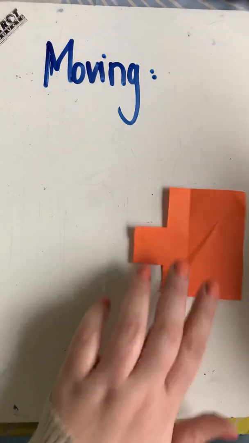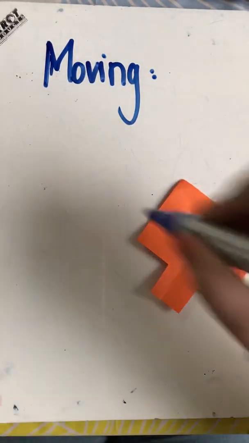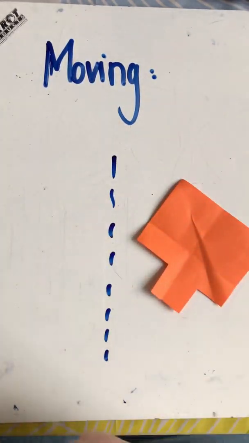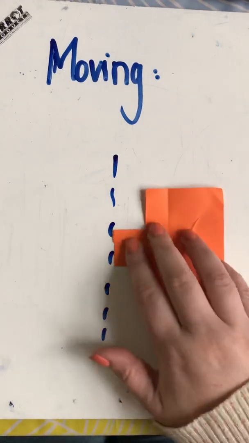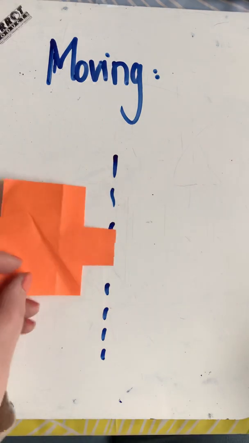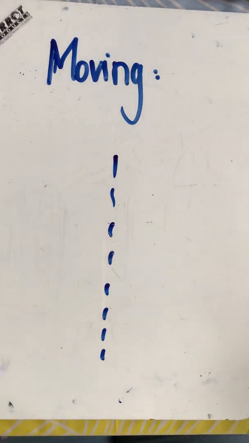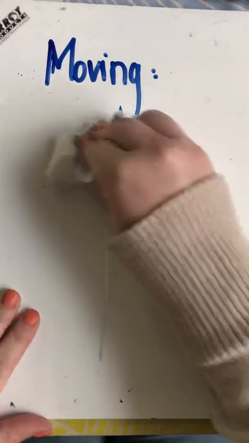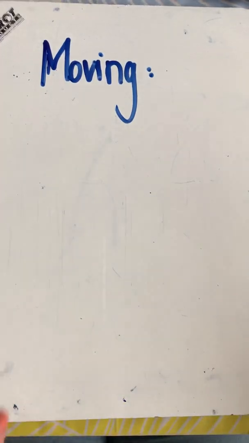So if I give you a shape like this, and I give you a line of symmetry running through the middle, and I tell you, tell me what the other half of this shape would look like, you literally just flip it and you have your answer. So symmetry and flip is the same. Moving and sliding is the same.